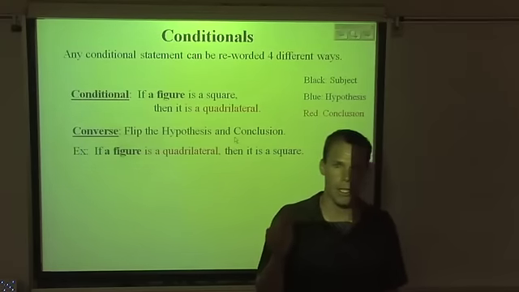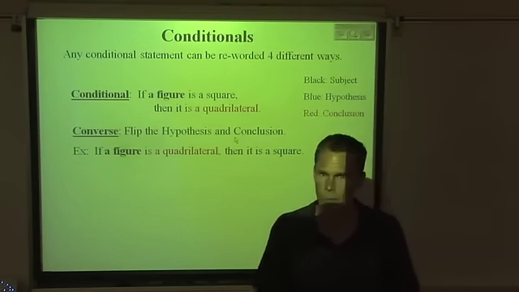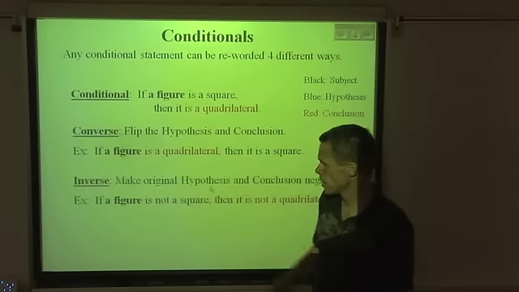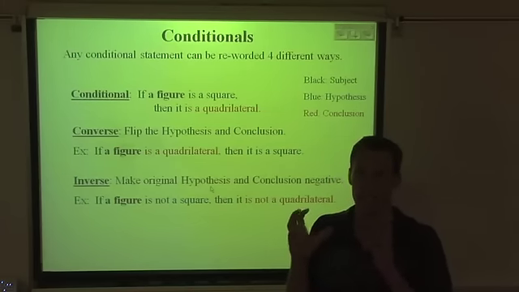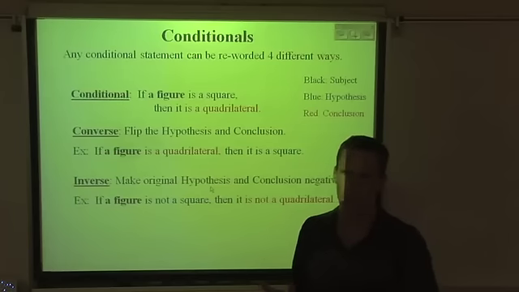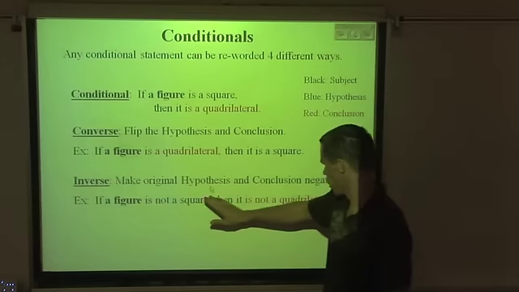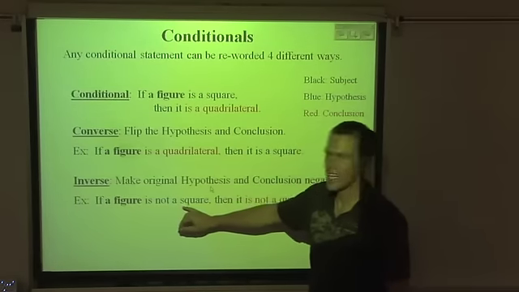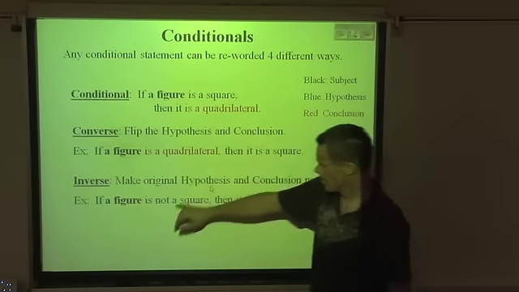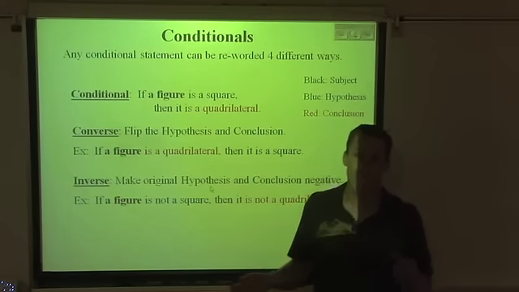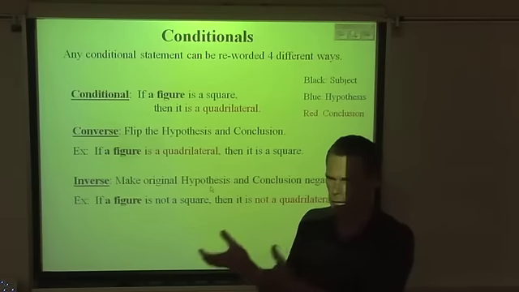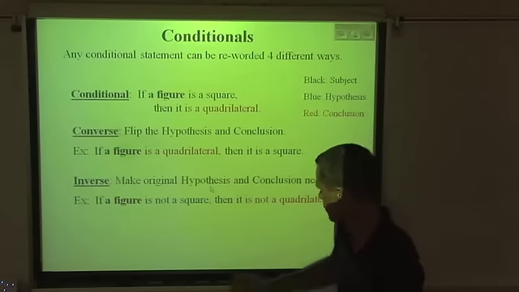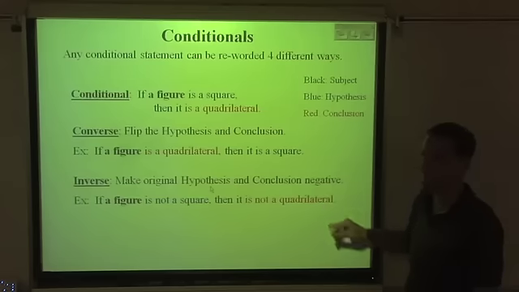There is a third type of conditional, which is called the inverse, and that's what we're going to look at next. The inverse is when we take the original statement, we have to go back to the original, and negate both parts. Negation is a big part of today's lesson. So, if a figure is not a square. Negation is the opposite of. So the opposite of being a square is not a square. There should be nothing in between. It is something, it's not something. Then, it is not a quadrilateral.